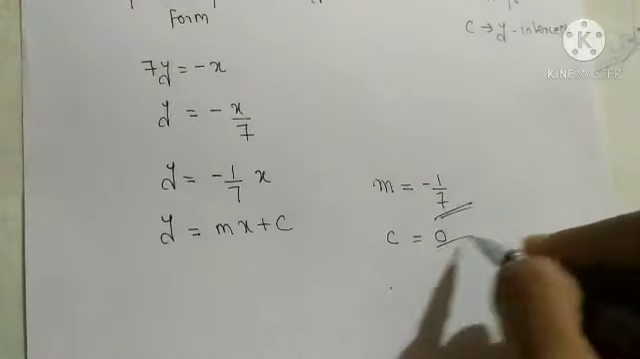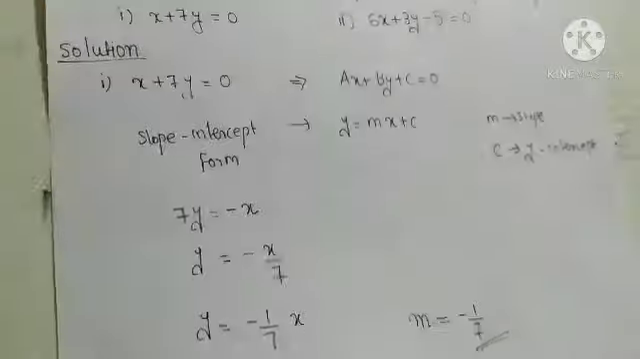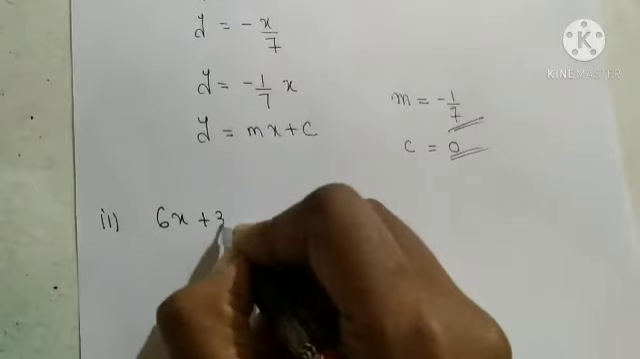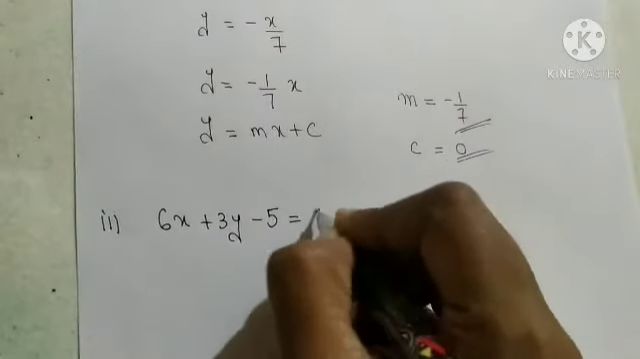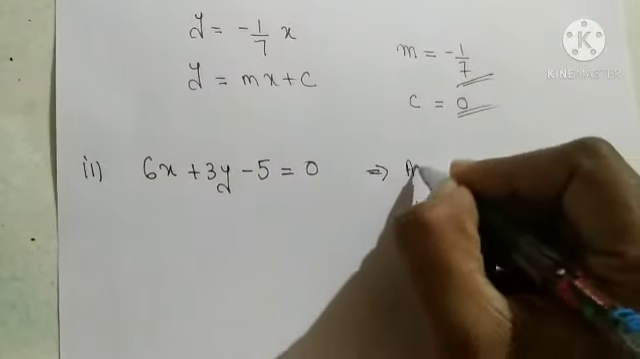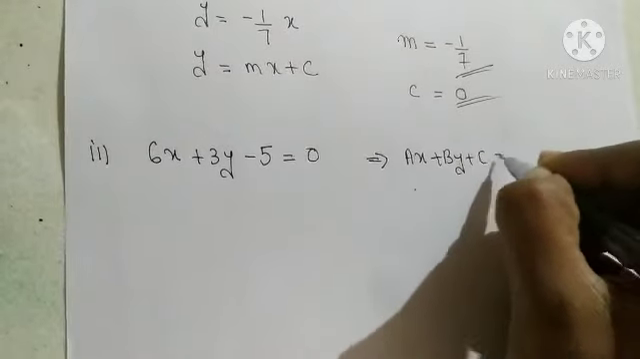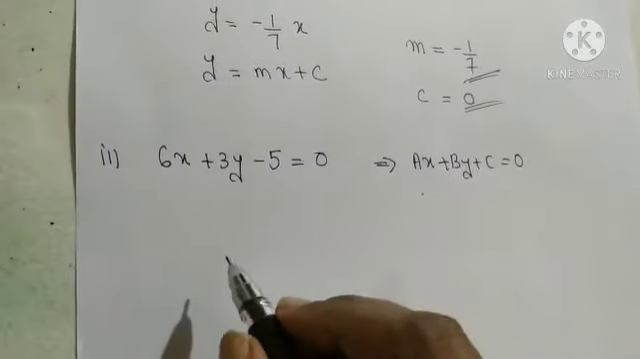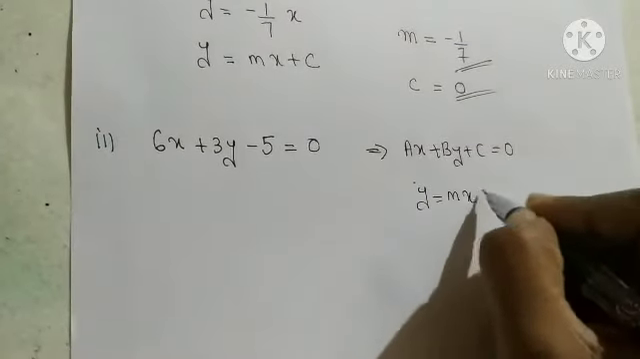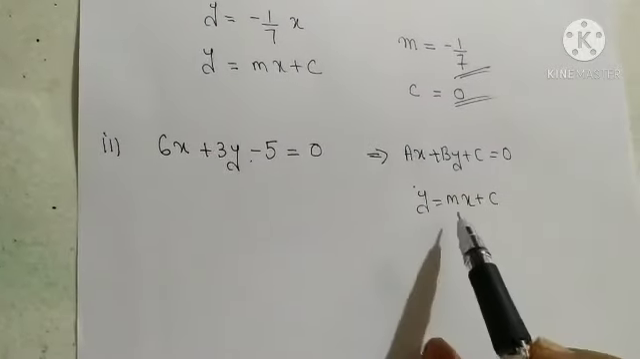That's all for this part. And moving to the second part of this question, the second equation given is 6x plus 3y minus 5 equal to 0. And again this is in the form of general equation of a line, ax plus by plus c equal to 0. And we know that the slope-intercept form is y equal to mx plus c. So next I am going to convert this general equation of a line into slope-intercept form.